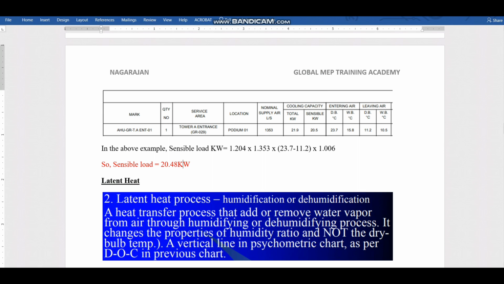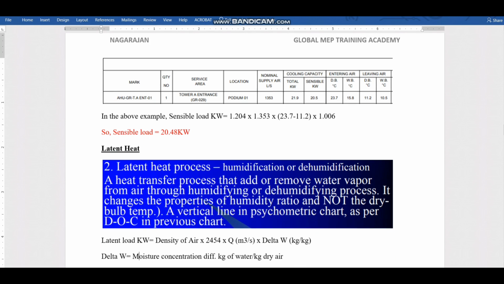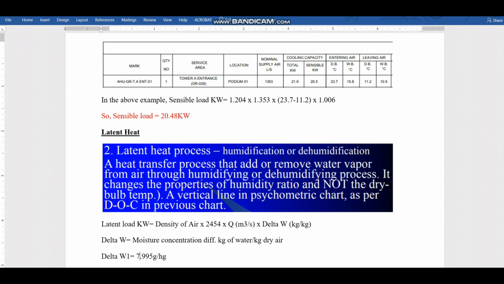We verified that one. The next step is to verify the latent heat. In the schedule, 21.9 is given as the total heat, so the latent heat is not given. We will see how it comes. The next formula for the latent heat: latent heat in kilowatt is equal to density of air, the same 1.204 we just used, into a constant value of 2454 into Q. Again it is in meter cube per second, so we put the same value, 1.353.